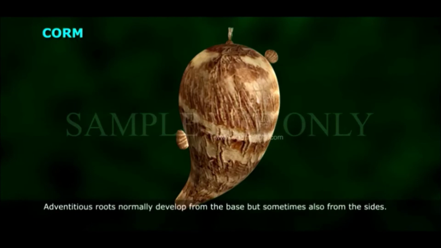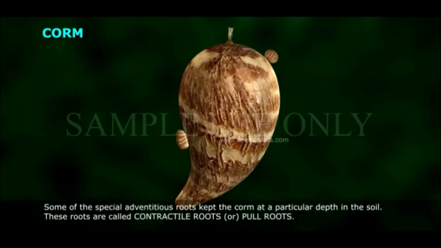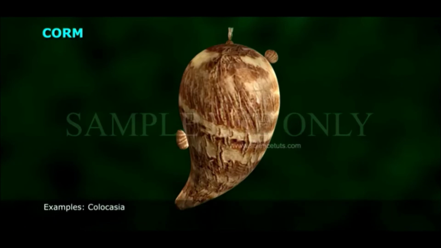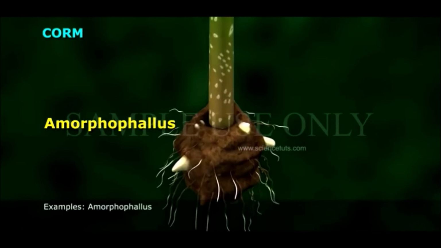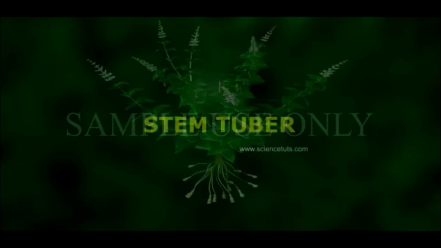Adventitious roots normally develop from the base, but sometimes also from the sides. Some of the special adventitious roots keep the corm at a particular depth in the soil. These roots are called contractile roots or pull roots. Examples: Colocasia, Amorphophallus.